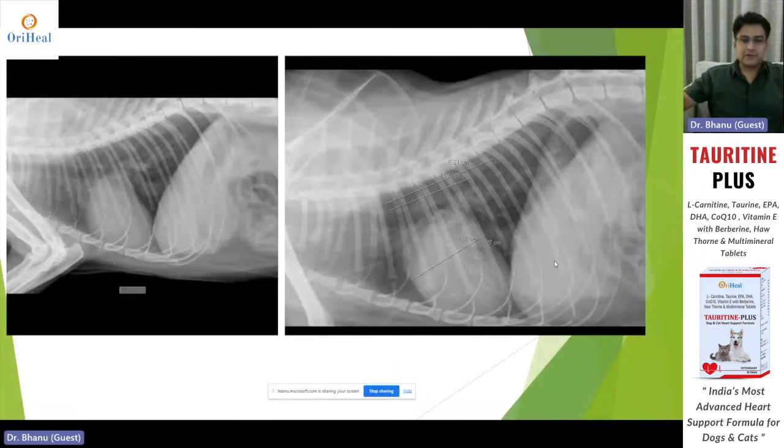So there may be some variations in dogs, not so much specifically in cats, but overall vertebral heart score is a good indicator of heart enlargement. And then, once you see the enlarged heart, you of course have to move on to other diagnostics.